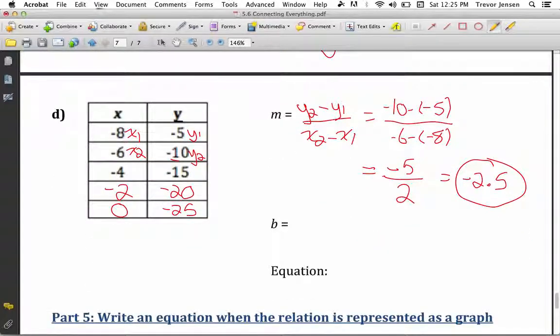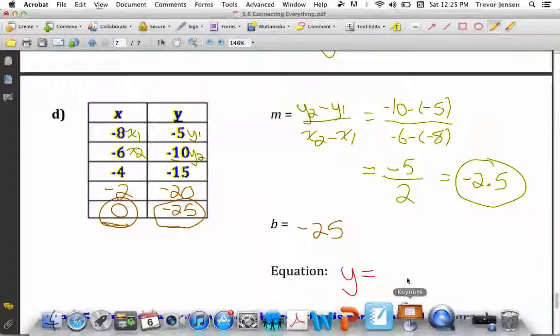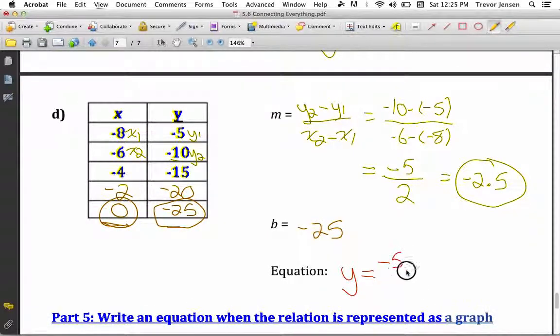So our initial value is the value of y when x equals 0. So here's when x equals 0. The value of y is negative 25 when x equals 0. So our initial value, our y-intercept, is negative 25. So our equation is y equals mx plus b. So y equals negative 5 over 2 x minus 25.